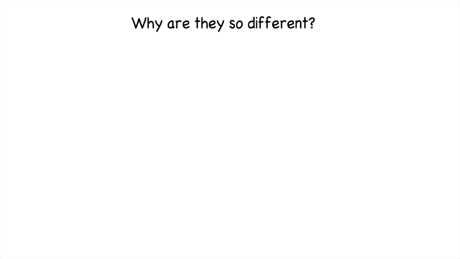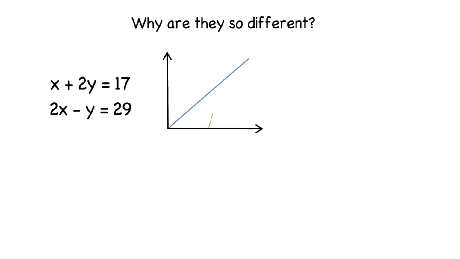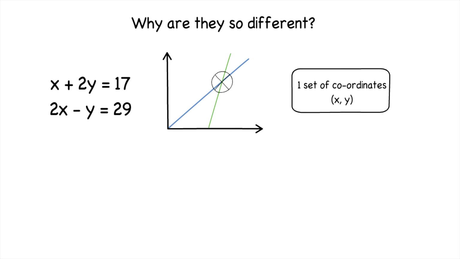When you're given two linear equations, these are two straight lines, and you're trying to find the point where they intersect. There will be one solution for x and one solution for y, and when you put these two together, you get a set of coordinates.